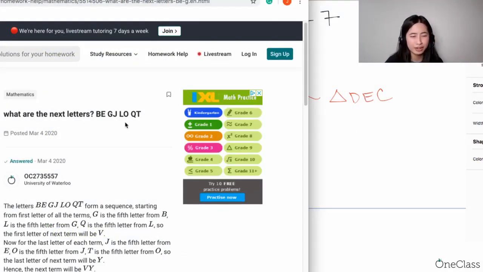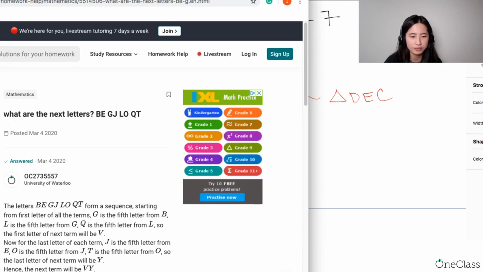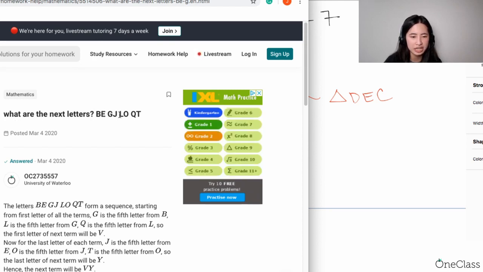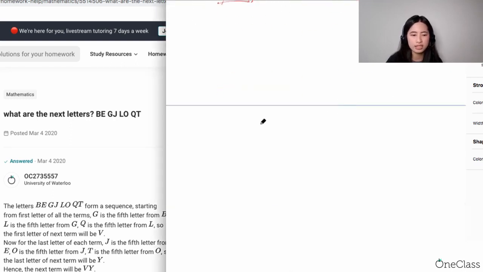This is sort of a pattern question. Here we have, what are the next letters? We have BE, then GJ, then LO, and then QT. So I think it's easier for us to write down the pattern.